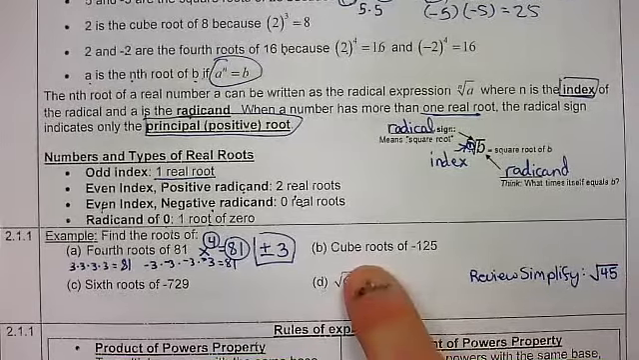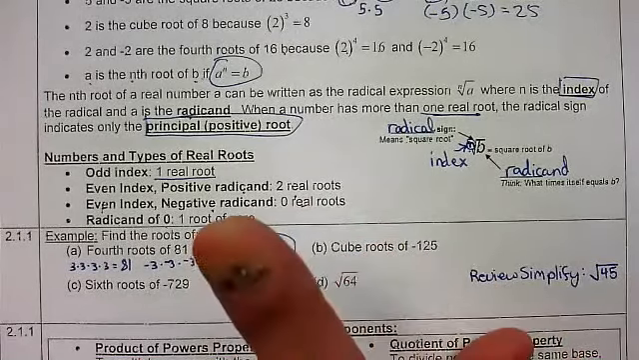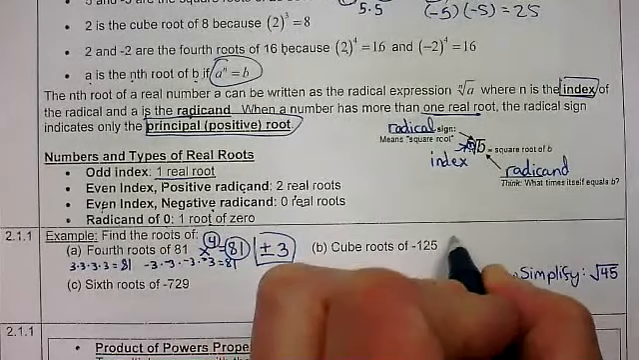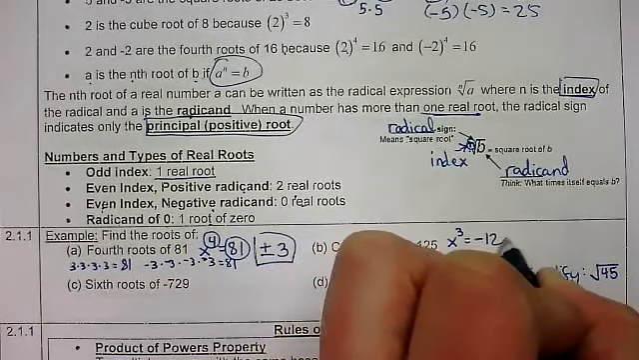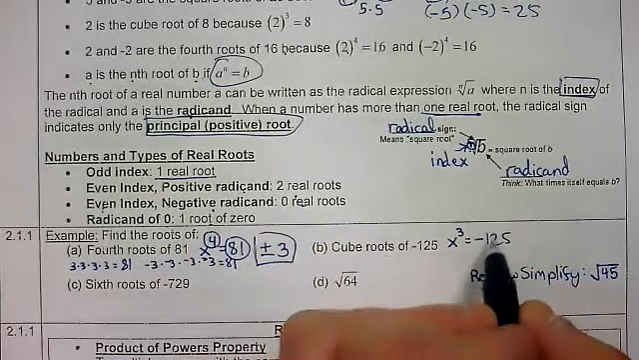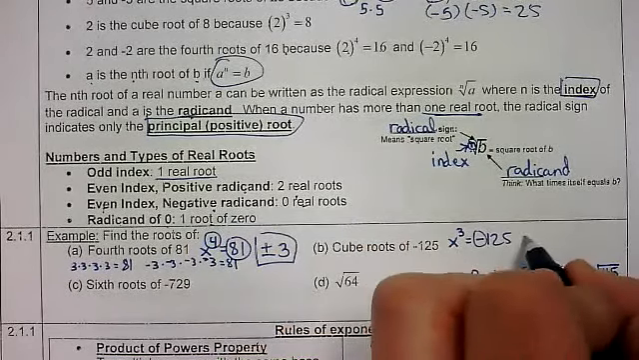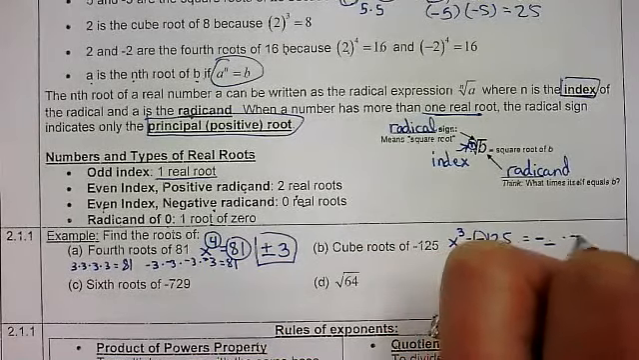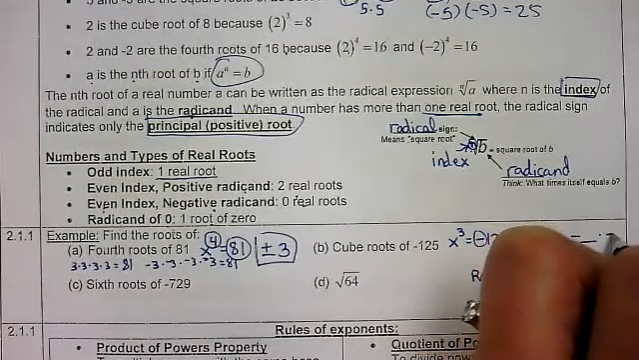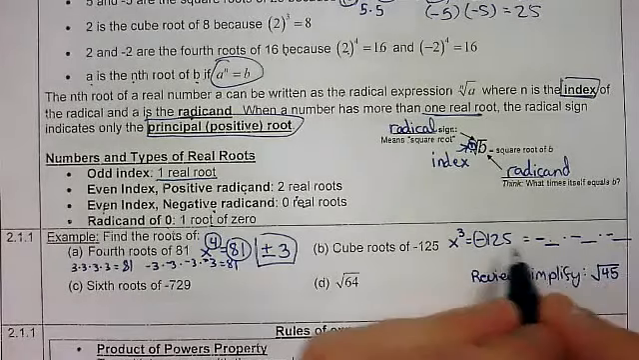Okay, let's take a look at the next one here. So cube roots of -125. Okay, so this is an odd index, so it's only going to have 1 real root. So we need to find out what number times itself 3 times gives us negative 125. Well, here's the deal. If this is a negative sign, then it's going to have to be a negative number, because negative some number times negative some number gives us a positive, and a positive times a negative number is going to give us that negative.